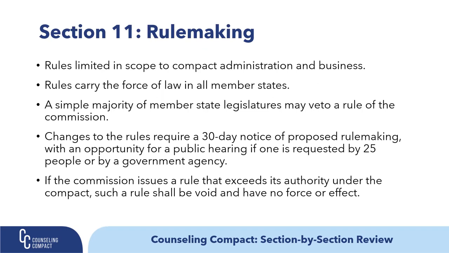Okay. All right, now we're going to move on to the rulemaking section. This is another section where we get a number of questions, particularly about the scope of rules that the commission can make. So I just want to emphasize right off the top that rules are limited in scope. Commissioners can only make rules about compact administration or the business of the commission. And if they do make a rule or attempt to make a rule that goes beyond that scope, then the rule will be considered void and not valid.